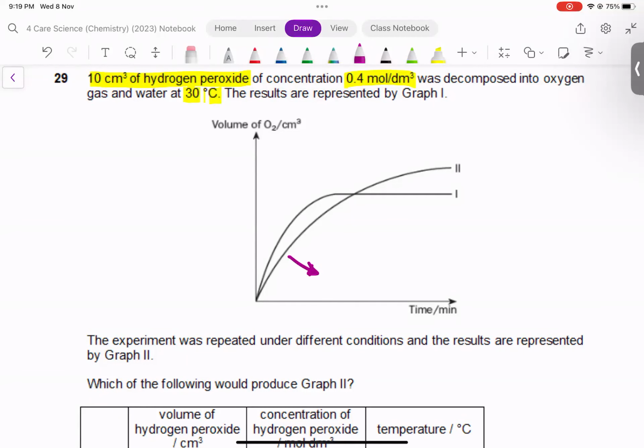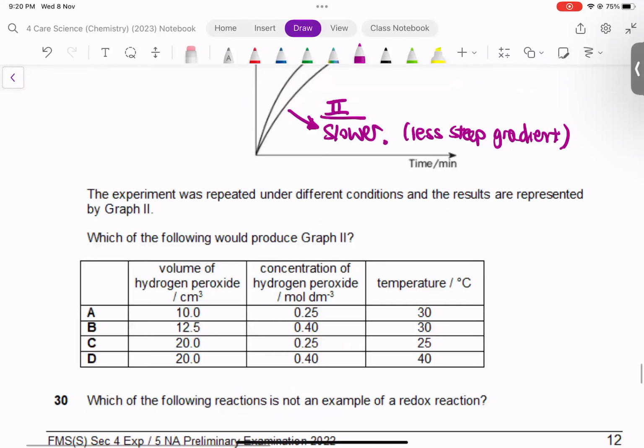Immediately start annotating. The second experiment is slower. How do you know the second experiment is slower? You know that it's slower based on the gradient, right? The gradient for number 2 is less steep. So because it's the less steep gradient, it's a slower reaction.